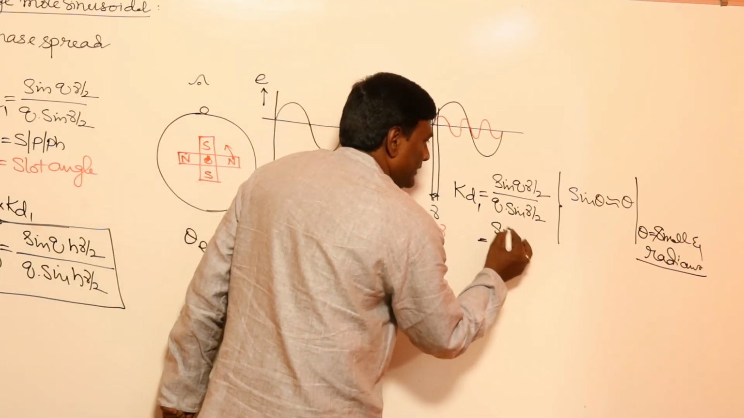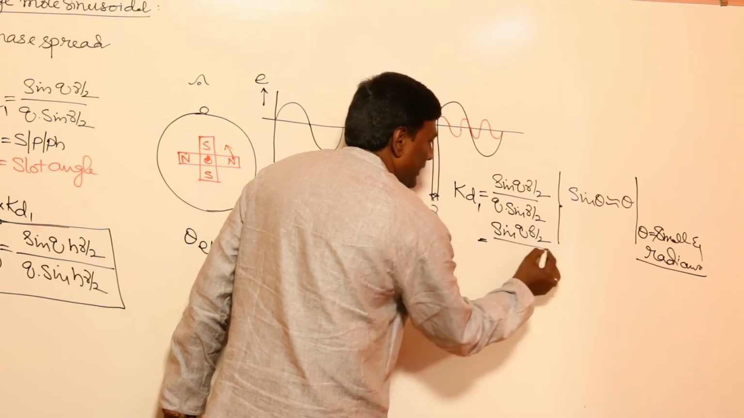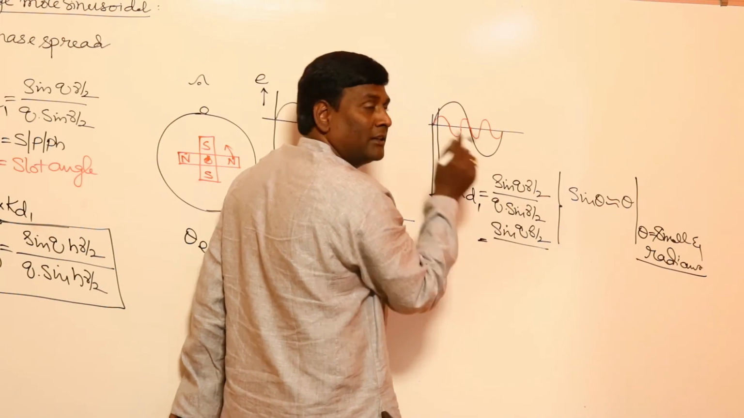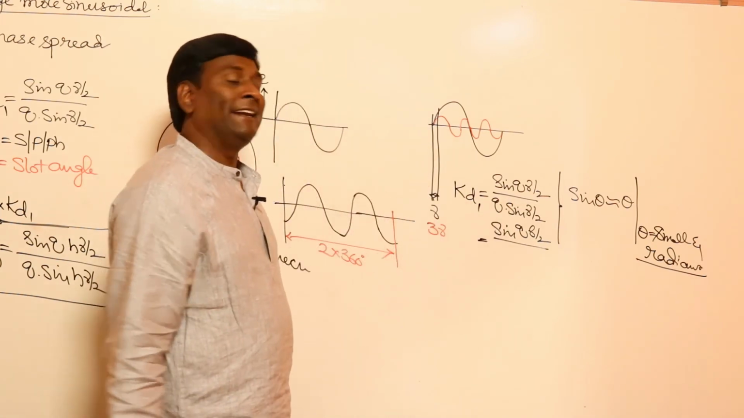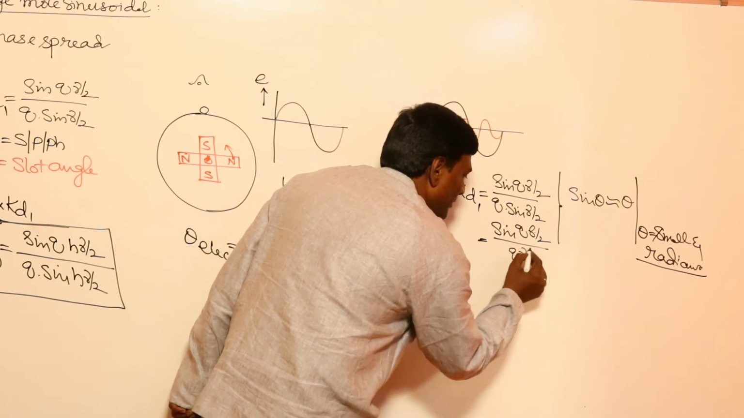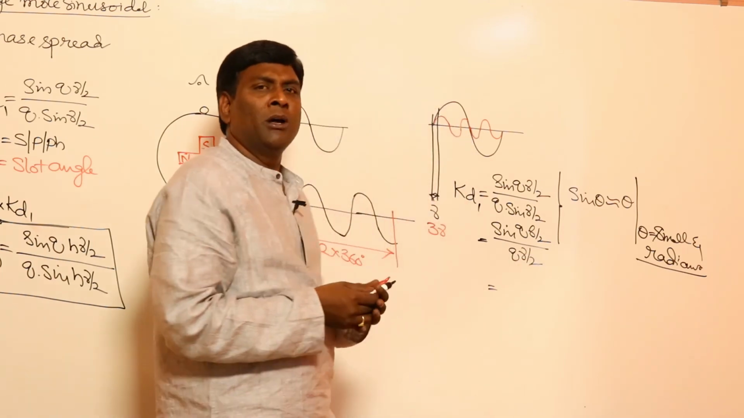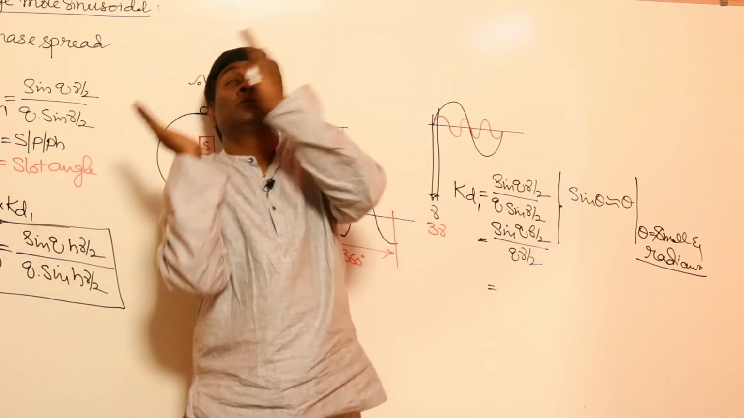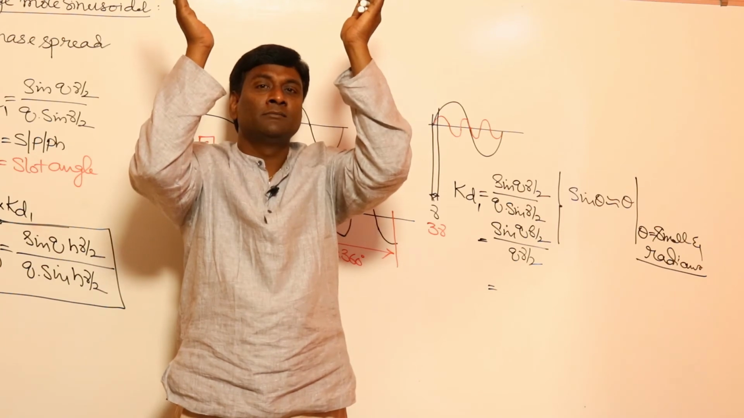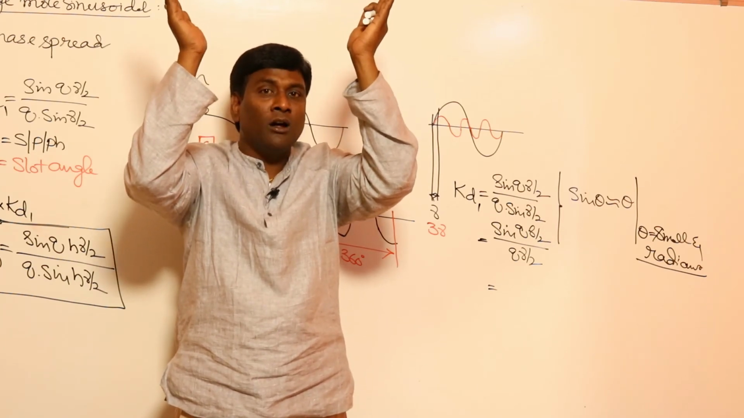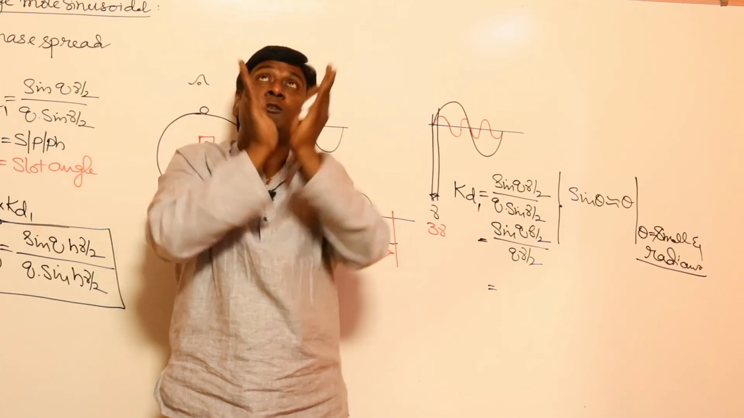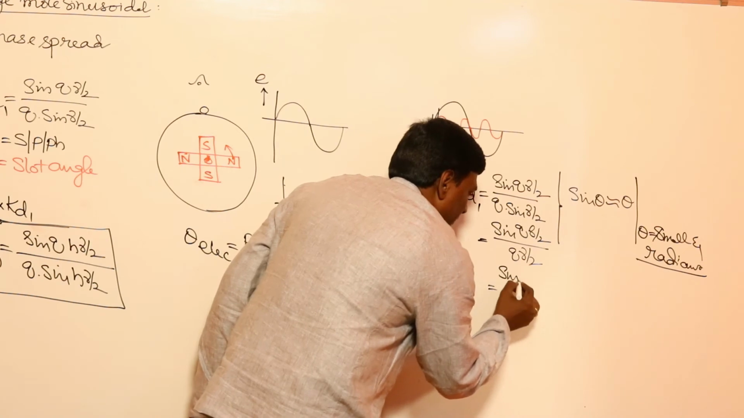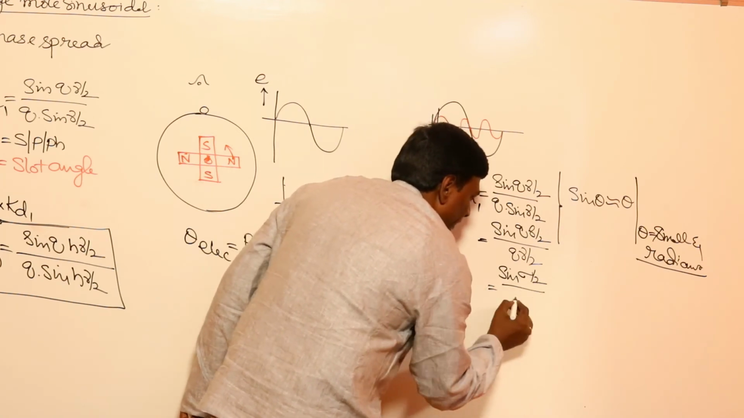So this is going to be sin(Q gamma by 2) by sin(gamma by 2), which is nothing but gamma by 2 only, approximated, because this is small and that angle should be in radians. So this is going to be Q gamma by 2. Now what is Q gamma? Very simple: out of total number of slots per pole per phase, these many slots multiplied by slot angle will give you the phase spread. So this equation will become sin(sigma by 2), phase spread by 2, divided by sigma by 2.